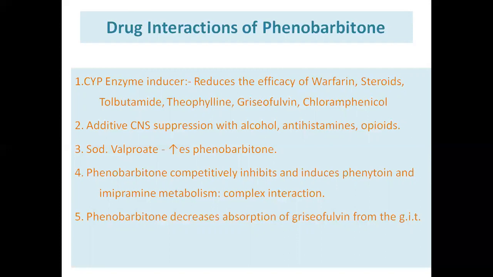And it also causes additive CNS suppression with other CNS suppressants like alcohol, antihistaminics, and opioids. Sodium valproate is an enzyme inhibitor. It increases the phenobarbital levels. And phenobarbital competitively inhibits and induces phenytoin as well as imipramine. So it is having complex interaction. Phenobarbital decreases the absorption of griseofulvin from the GIT. So it's better not to give these two drugs together.